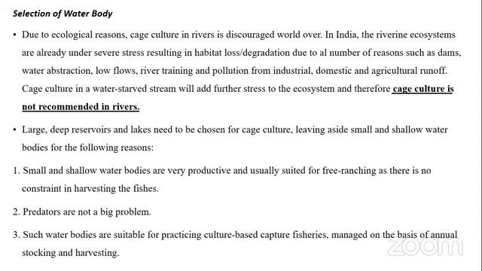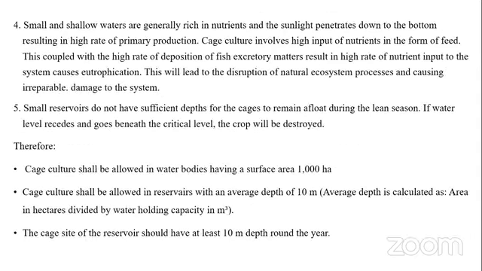Next slide, please, ma'am. Small and shallow waters are generally rich in nutrients, with sunlight penetration down to the bottom, resulting in a high rate of primary production. Cage culture involves high input of nutrients in the form of feed. This, coupled with the high rate of deposition of fish excretory matter, results in a high rate of nutrient input to the system and causes eutrophication. This will lead to the disruption of natural ecosystem processes and cause irreparable damage to the system.